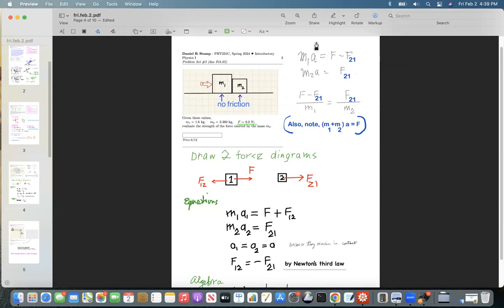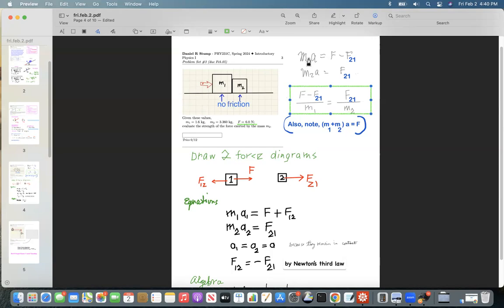So I can solve both of these equations for A and set those equal. So A is equal to, on the one hand, F minus F21 over M1. That's from this equation. And on the other hand, F21 divided by M2. That's from this equation. So now you see I have an equation where the only unknown is F21. So I can solve this equation for F21. That'll be equal to the magnitude of F12 by Newton's third law.